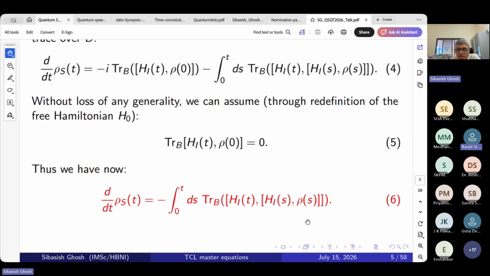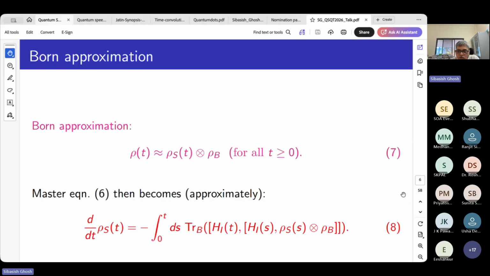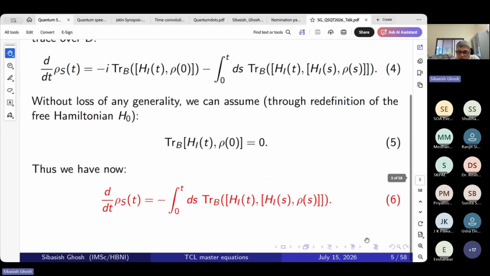Yes, okay, sorry. So now if you insert this assumption, which as I said we can always do, then equation 4 will become the time derivative of the system density matrix at time t, and this is the integral of the double commutator with a negative sign. Okay, good. So therefore you have this equation 6, which is exact. I mean, no assumption. Of course, this equation 5 assumption is there, but as I said, you can do this without loss of generality. So this equation 6 is exact.